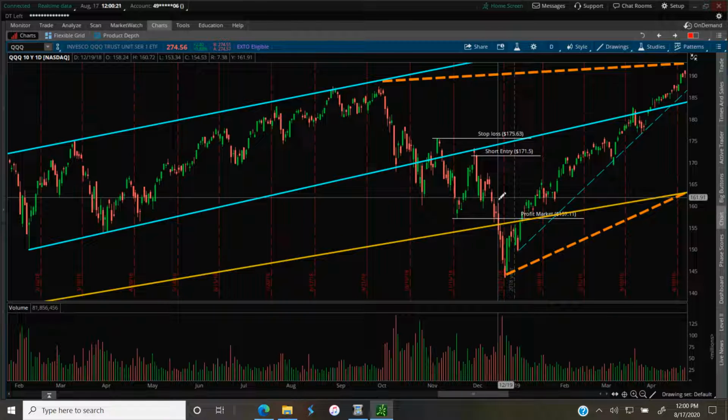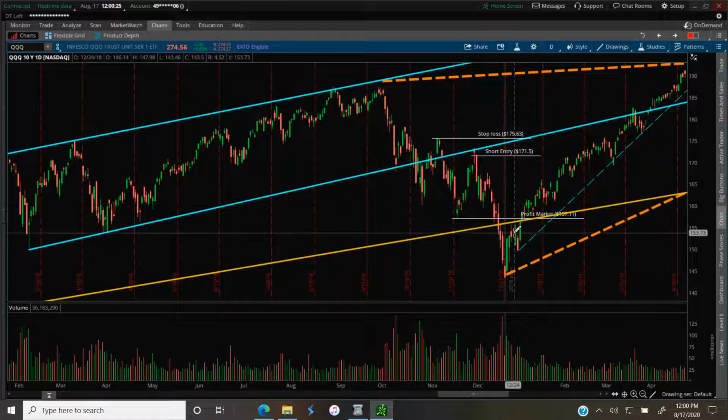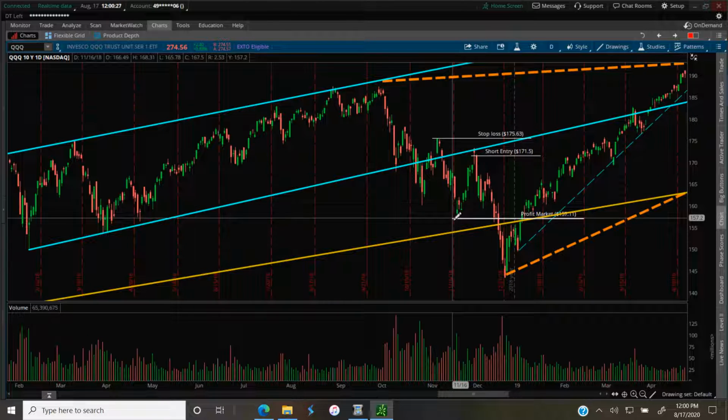So just to be safe, you already had this support here. Just to be safe, take your profits at your previous low.